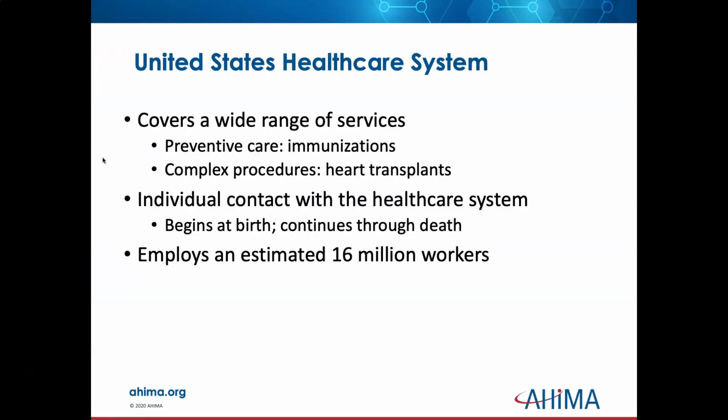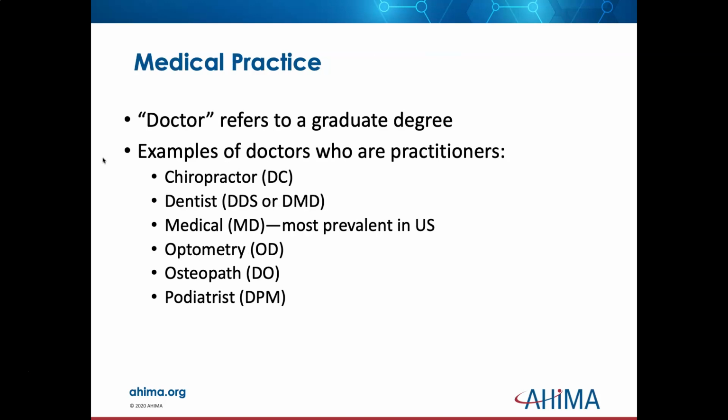All right, the U.S. healthcare system covers a wide range of services. There's preventative care, complex procedures. It's meant to start at birth and continue through death. The healthcare system employs an estimated 16 million workers. So lots and lots of people are involved in the U.S. healthcare system. Medical practice: you typically have a doctor that is in charge of a medical practice, or the medical practice is built around a doctor.